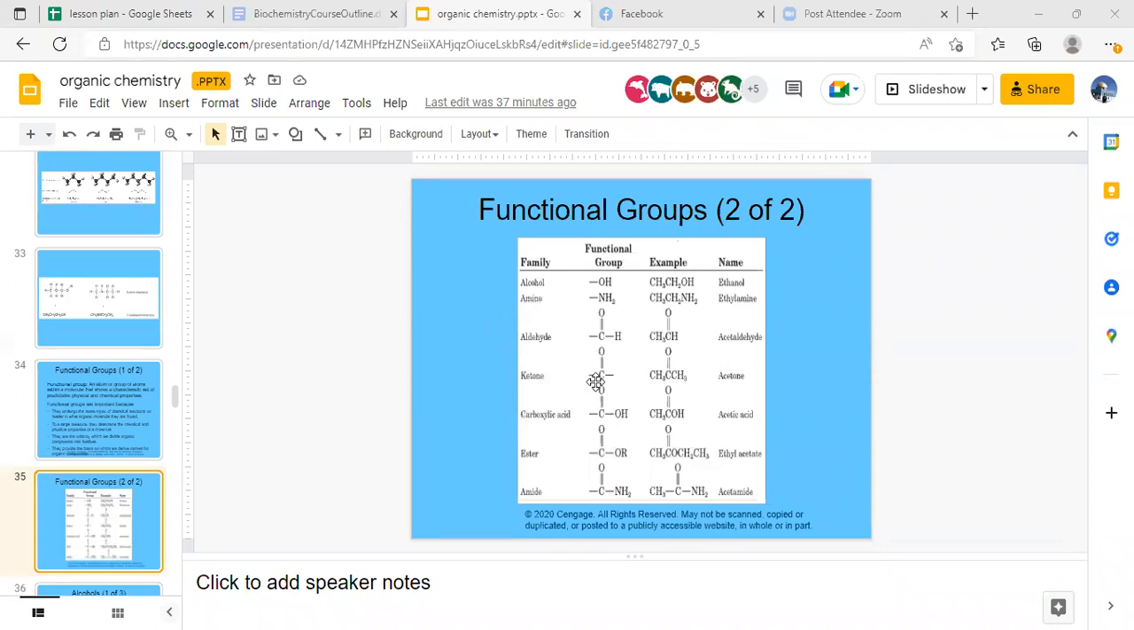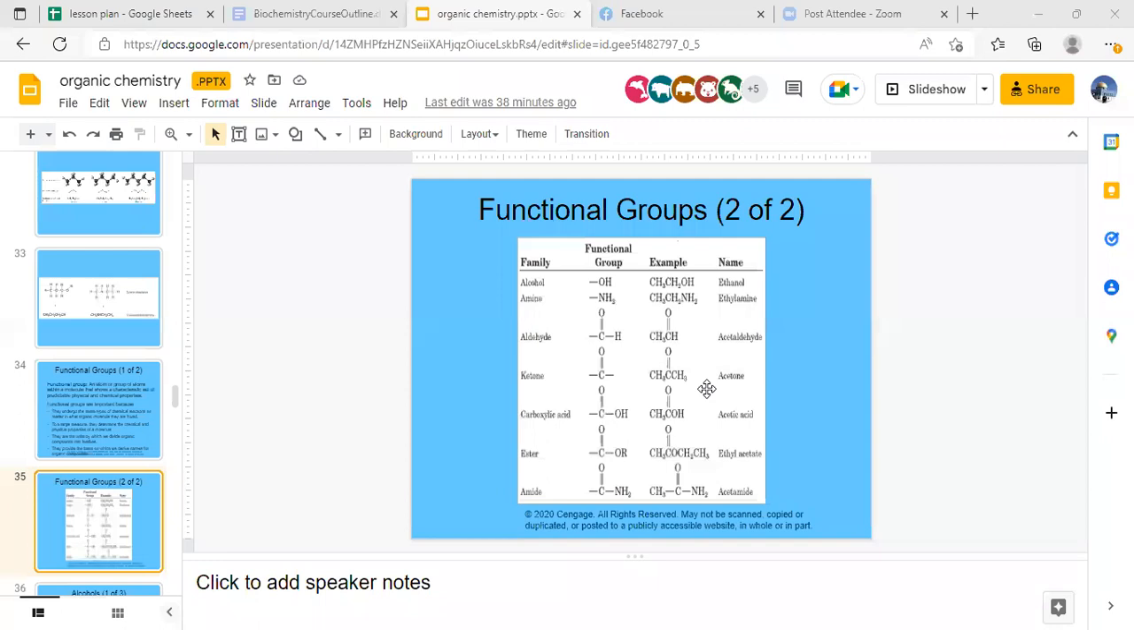Itong ketone na to, yung carbon mo double bonded sa oxygen, tapos in between 2 carbons. Okay? So take note, yung aldehyde nasa dulo siya kasi yung carbon mo double bonded with oxygen and then attached to hydrogen. Itong ketone, yung group na to, nasa gitna siya ng dalawang carbon. So a common ketone is the acetone. Ito yung nail polish remover.